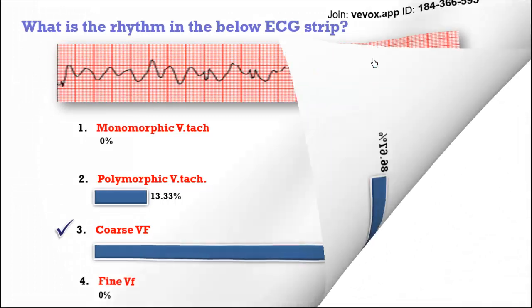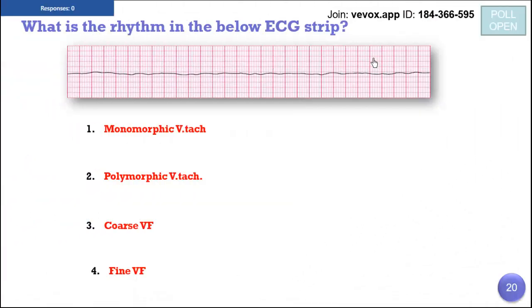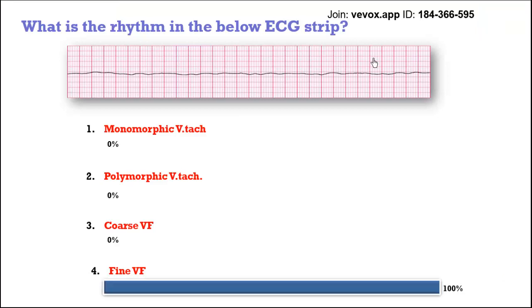So let's take this one. Monomorphic VTAC, nothing at all. We have only a flat line. It's a wavy line. Is it coarse or fine? Good. 18 people. Time is up. 19 people. Oh my goodness, wow, 100%.